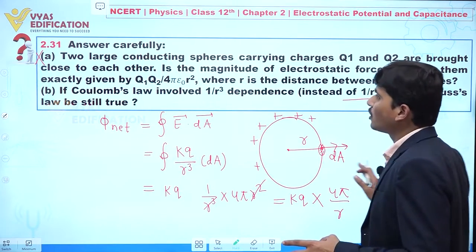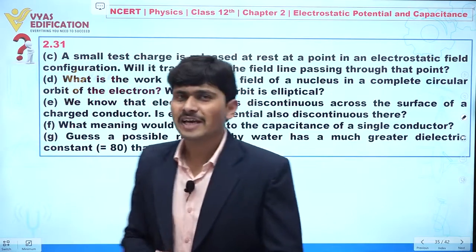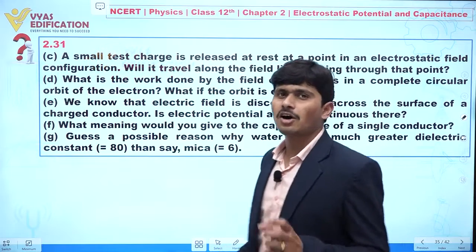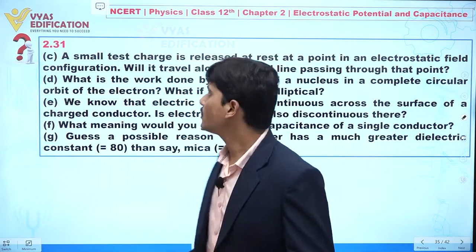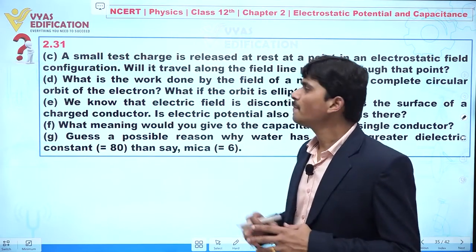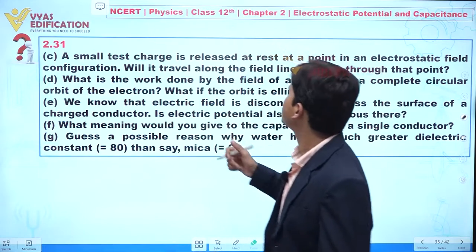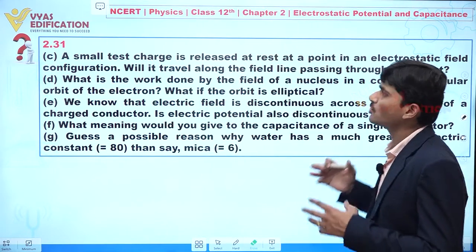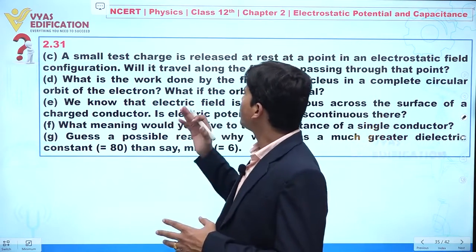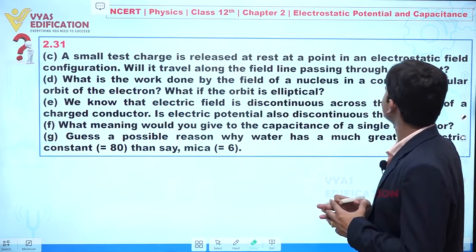Yes. So this is all about this question. Now dear student, we are going to discuss part number C of 2.31. Clear? In this question it is given to you, a small test charge is released at rest at a point in an electrostatic field configuration. Will it travel along the field line passing through that point?